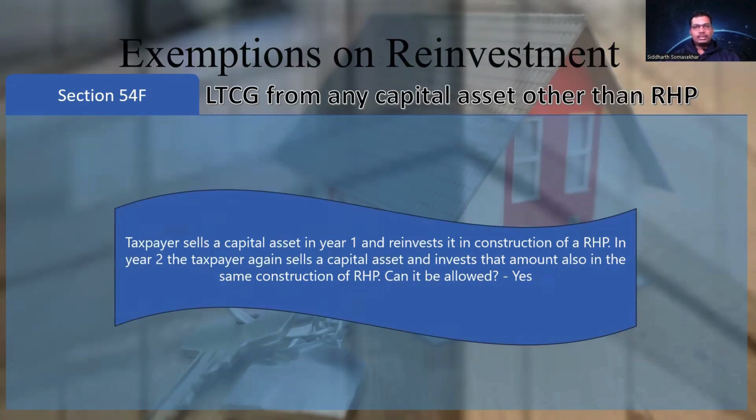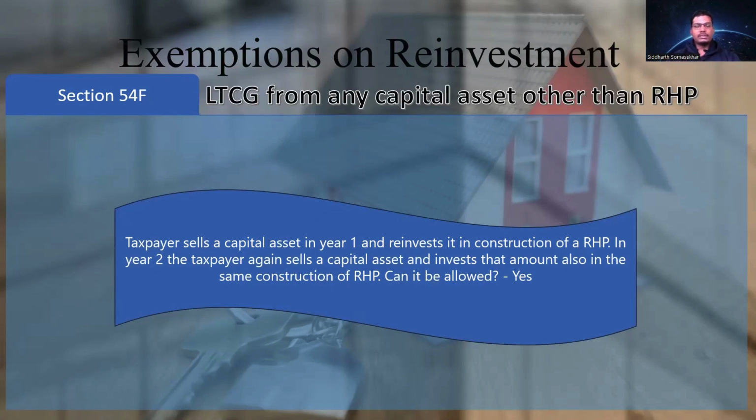Now, this is one point that needs to be understood. This is an interesting thing. This is a situation, let's say, the taxpayer sells a capital asset in year 1 and reinvests it in the construction of a residential house property. So it has 3 years to construct a residential house property. Now in year 2, in the next year, the taxpayer again sells another capital asset and it reinvests the sale consideration into the same construction of the residential house property.